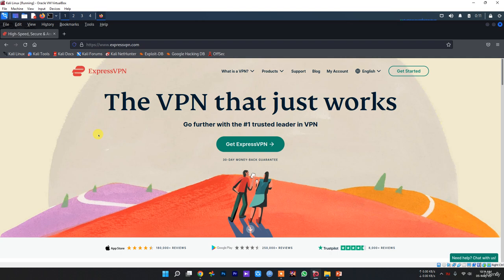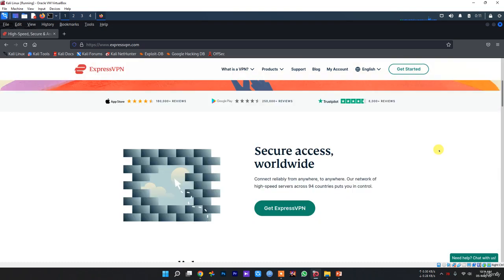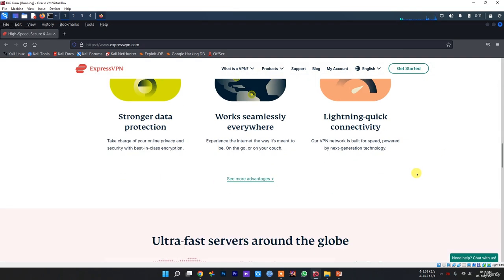The thing is, every VPN has cons, even though they are great. It also has cons, like only 5 simultaneous connections are allowed with ExpressVPN, and I think this is the most expensive, because I think it's like 12 to $15 per month, as far as I remember.